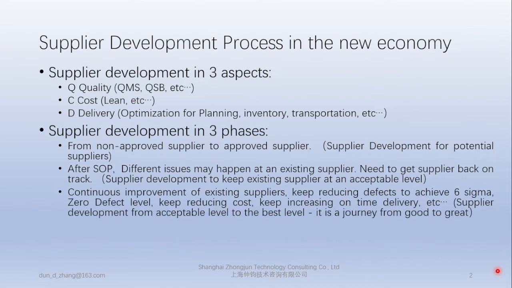The third one is about continuous improvement. I mean, the supplier is good, but we need to continue to reduce defects to achieve 6 Sigma level, 0 defect level, keep reducing cost to reach the cost target, keep increasing on-time delivery. So it is a journey from good to great, from acceptable level to the best level.